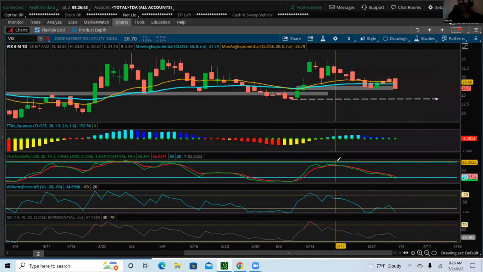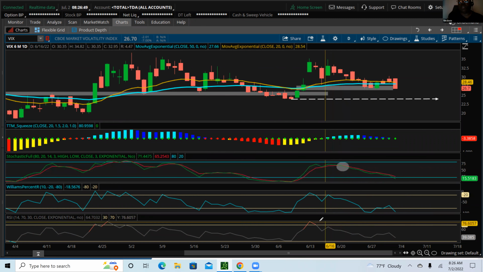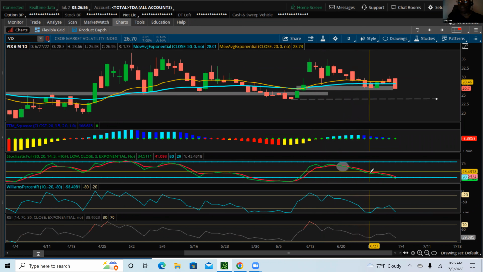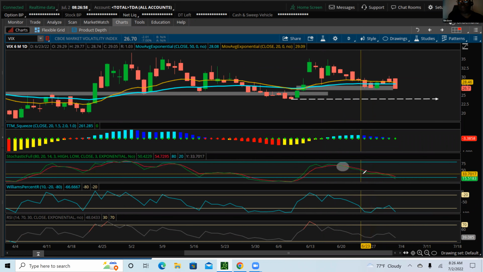Full stochastics got to overbought territory. Didn't quite make it all the way at the top, but it started to sell off because RSI hit oversold. So it started to sell off with the RSI. It'll start to pull back, and you start to see price action accelerate, the oscillator accelerate to the downside.